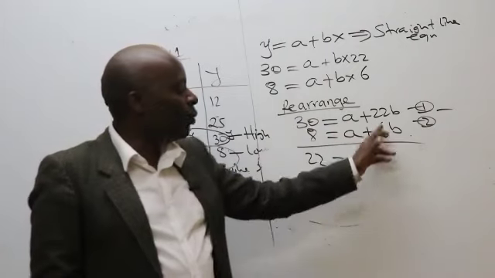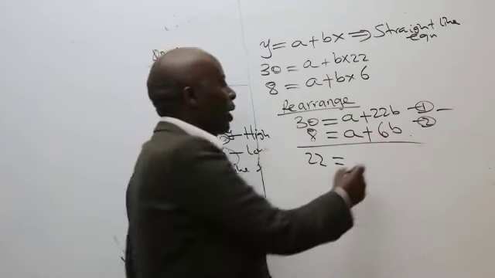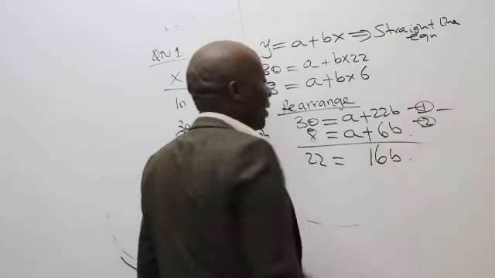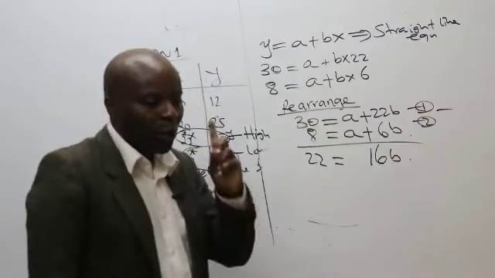How about 22 minus 6? 22 minus 6, 16 B. We don't want 16 boys. We only want one boy. So the one boy here, which will be B, will be 22 over 16.